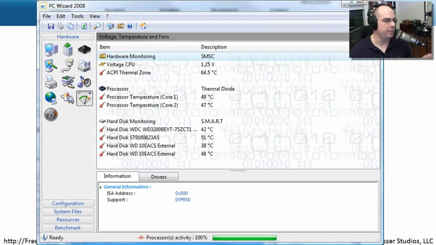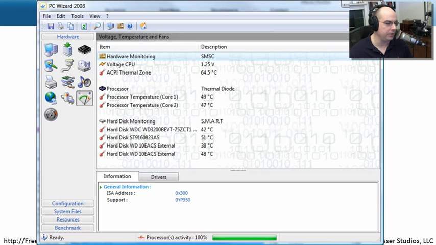This is a free program called PC Wizard that tells us a lot about the different things that are inside of our computer, but one of the selections it has is for voltage, temperature, and fans, and you can see the hardware monitoring, the voltage in our CPU, the ACPI thermal zone. There is some ACPI monitoring going on. How hot is that? Notice our processors have the heat sensors associated with them. We can tell exactly in the thermal diode of the processor what it is seeing as far as the temperature, and here are some of those hard disk monitoring statistics.